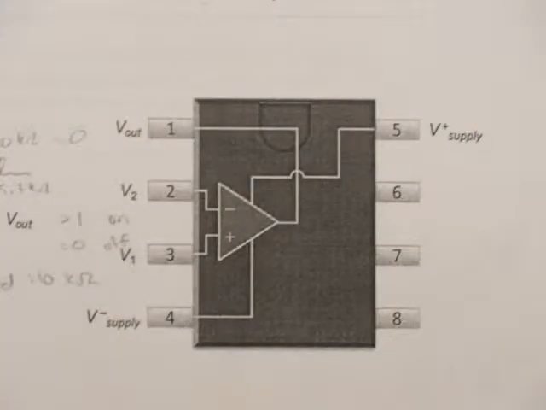This is a pinout diagram of an LM358 dual op-amp chip. The chip contains two op-amps. The second op-amp is not shown or used on this project.